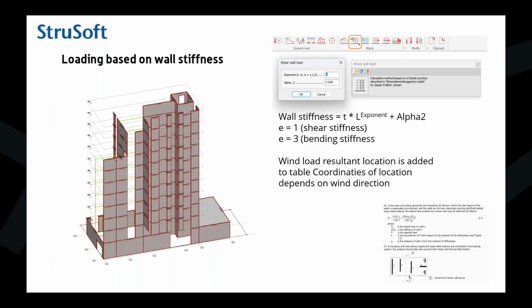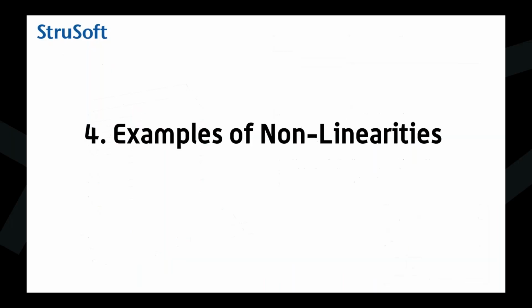And Eurocode Annex E is pretty much the same method. It only uses bending stiffness, not the shear stiffness. But we will go with this method, or show you more information, in the upcoming webinars.